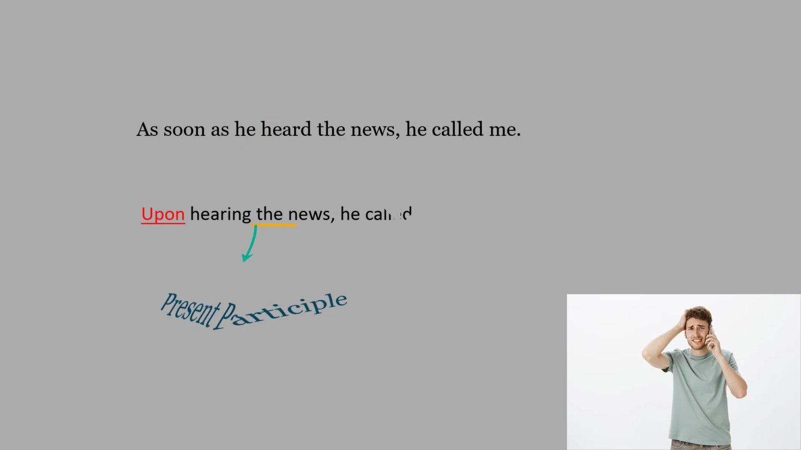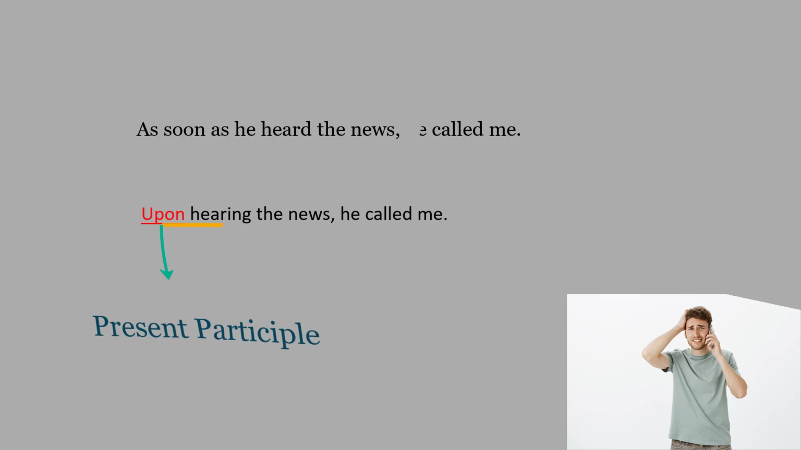Example: as soon as he heard the news, he called me. I replace "as soon as" with "upon". Omit the subject because the subjects are the same in the adverb clause and the main clause. It is "he", so I omit "he" and change the verb to the present participle. What will be the answer? Upon hearing the news, he called me.